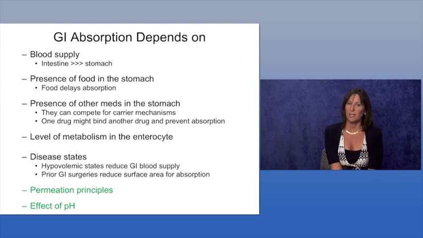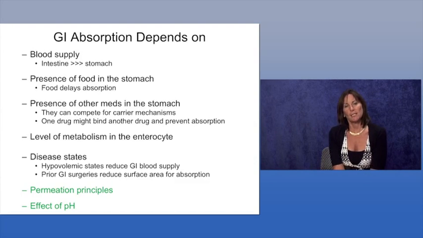Another large category is prior GI surgeries. Now, I mention this one specifically because we live in an era of ever-increasing numbers of patients with obesity. Bariatric surgical procedures as a surgical approach to treat obesity is becoming more common. Many of these bariatric surgeries have the potential to significantly reduce the GI surface area for absorption. At this time, we don't have a good understanding of how bariatric surgical procedures affect the absorption of drugs. So it is something that we need to keep in mind.